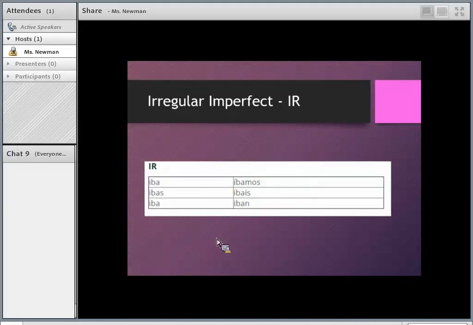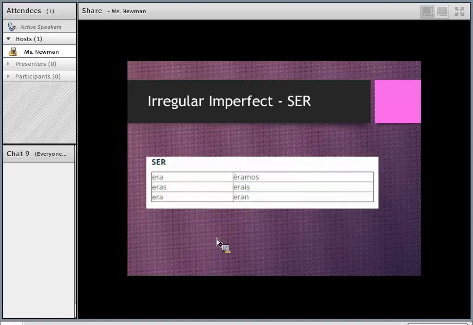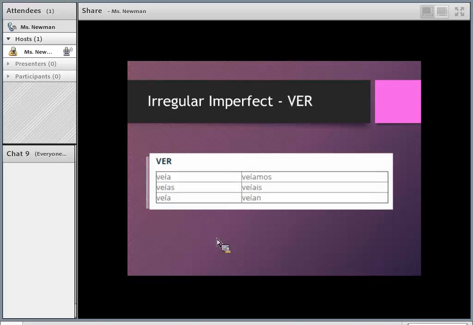So we have ir as one of our irregular ones. So we have iba, ibas, iba, íbamos, ibais, iban. Era, eras, era, éramos, erais, eran for ser. And ver: veía, veías, veía, veíamos, veíais, veían.